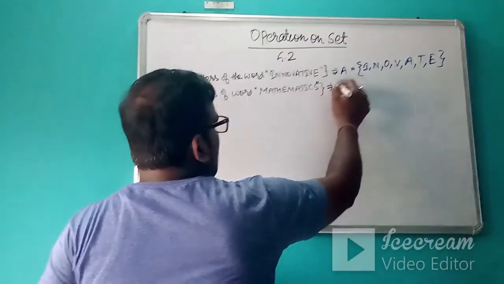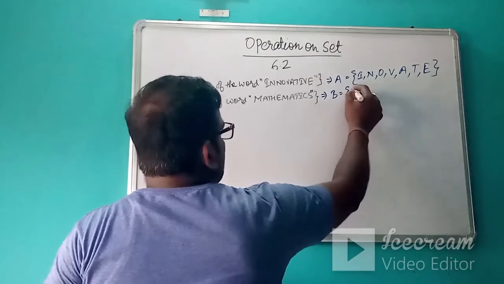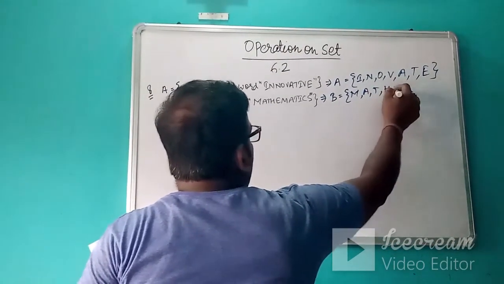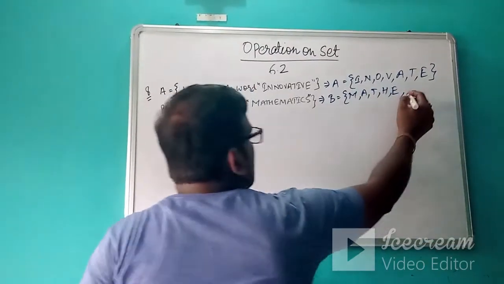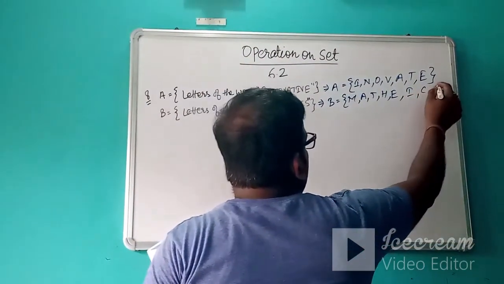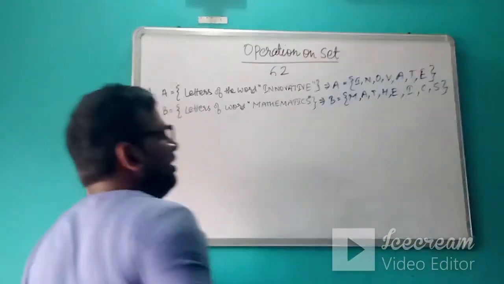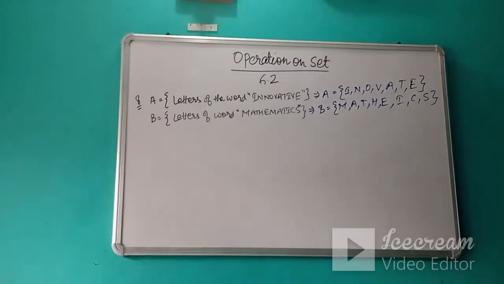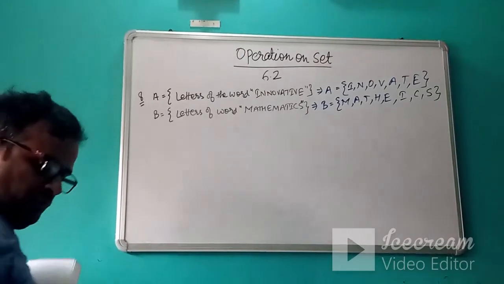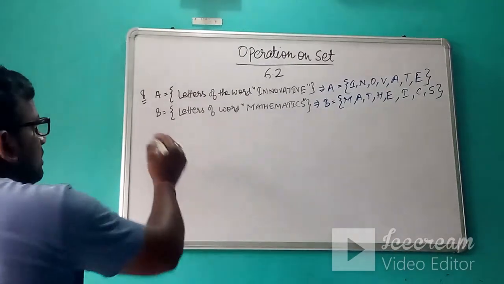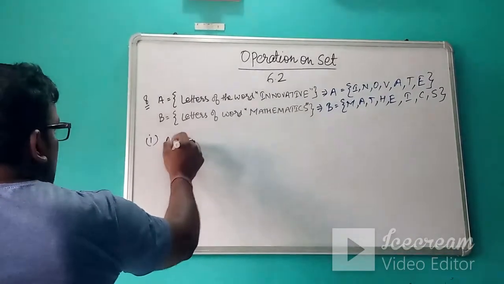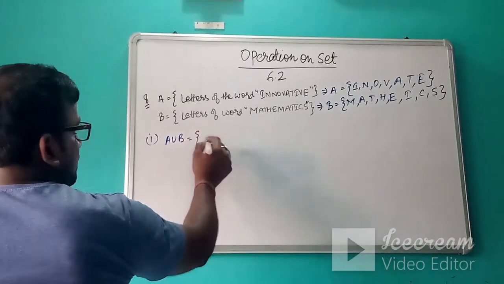Then we will write the elements of B, that is M, A, T, H, E, I, C, S. Repetitive elements we are not counting. Only distinct elements we are taking into account. So the first thing asked is A union B. Again, the same method we will use.